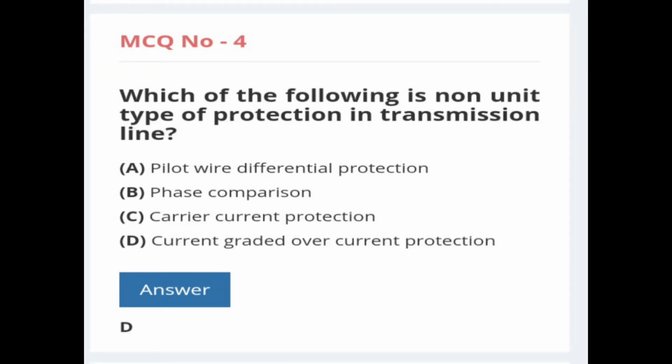Question number 4 is, which of the following is non-unit type of protection in transmission line? Pilot wire differential protection, phase comparison, carrier current protection, current graded over current protection. So the correct answer is option D, current graded over current protection.